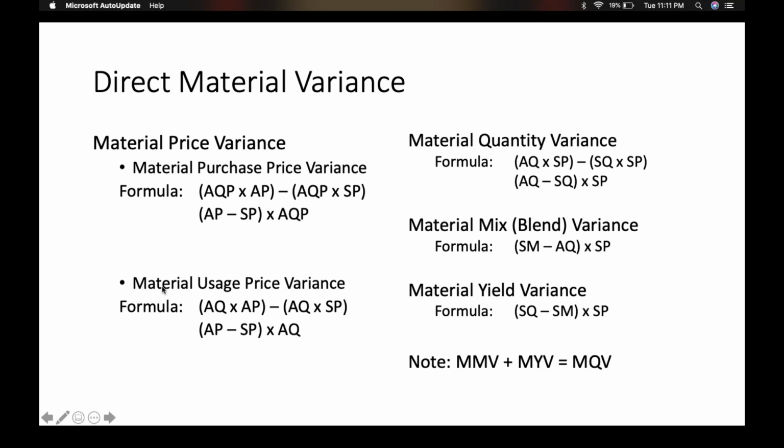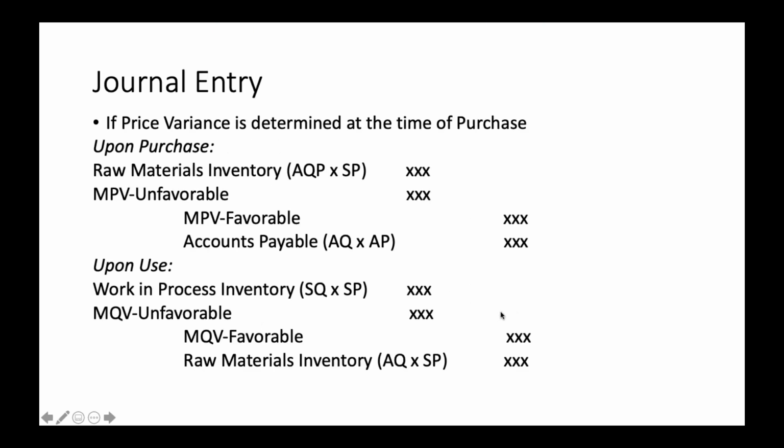Okay, let's move on. So the journal entries for price variance. We have two kinds of journal entry because the determination of price variance could either be at the time of purchase or at the time the materials are being transferred to the production area, or in short, during usage.